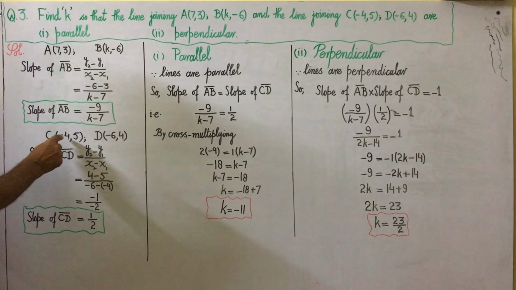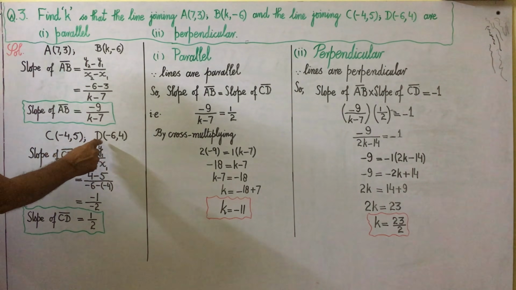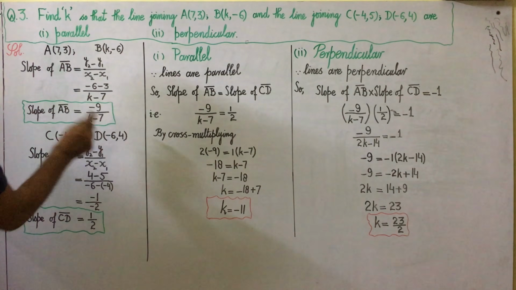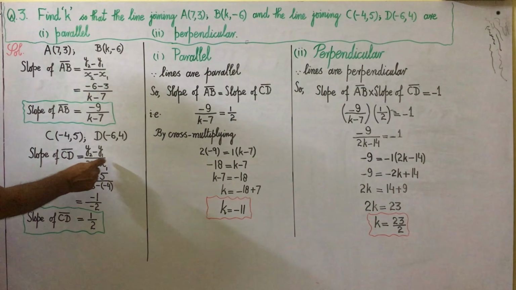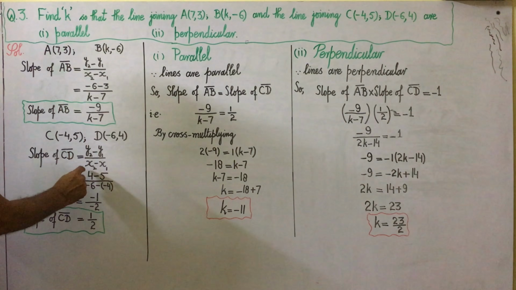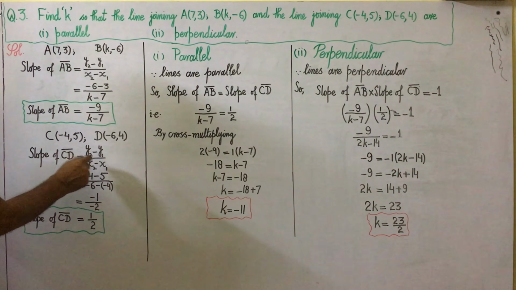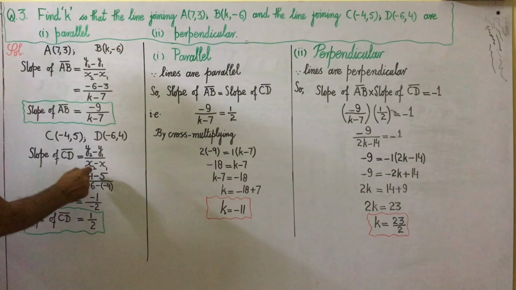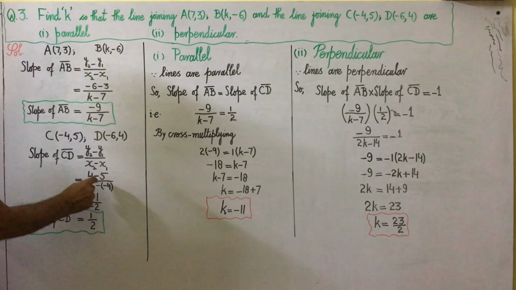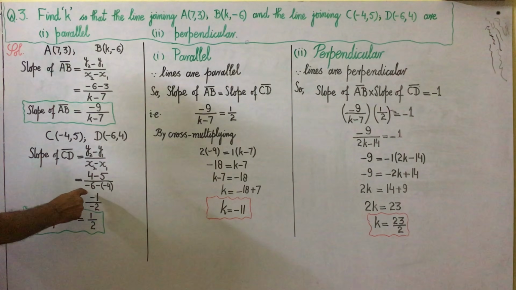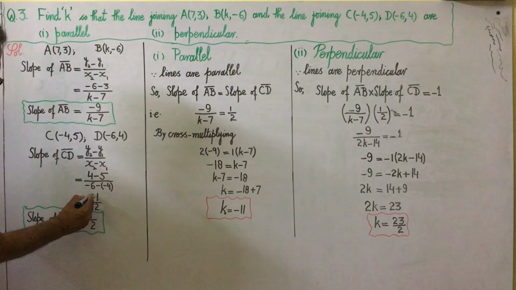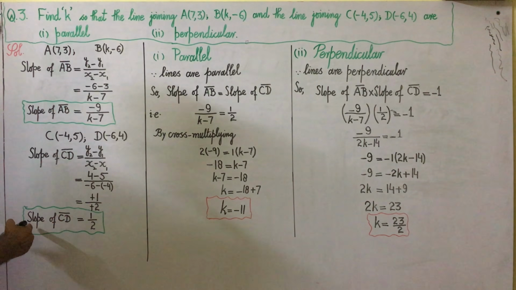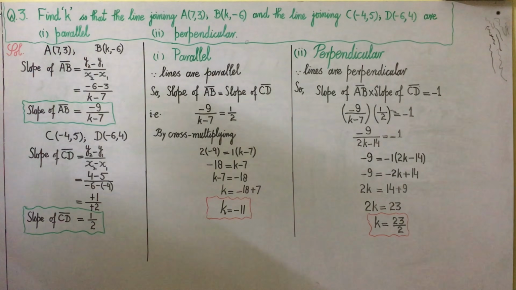Point C with coordinates -4 and 5, point D with coordinates -6 and 4. Slope of CD, y2 minus y1 over x2 minus x1, y2 is 4 minus y1 5, x2 is -6 minus x1 is -4. 4 minus 5 is -1, minus into minus plus, -6 plus 4 is -2, minus cancelled with minus. So slope of CD is 1 over 2.